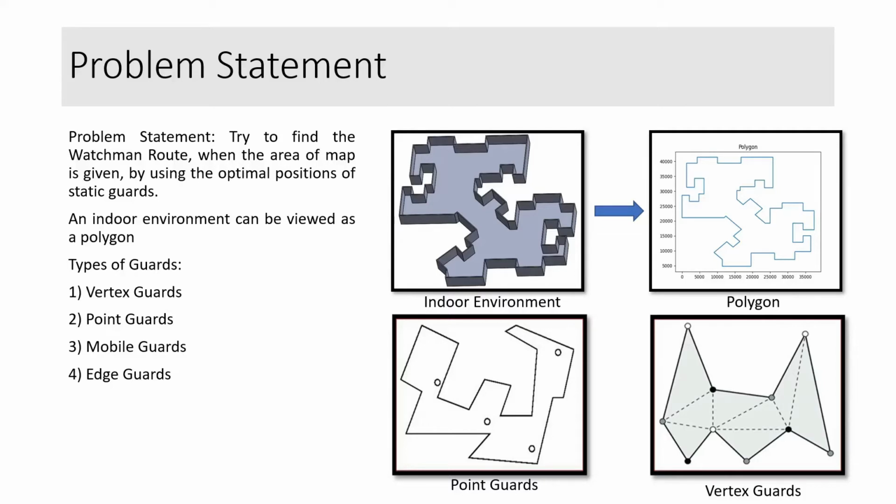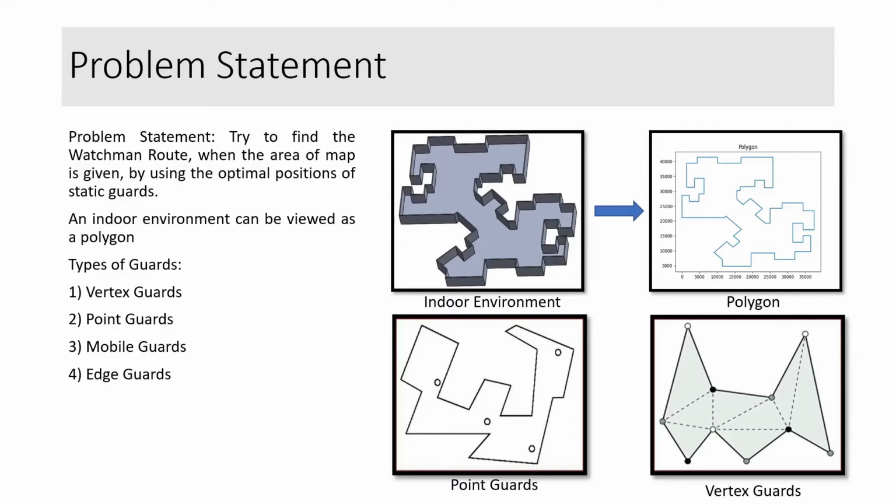Whereas the Watchman route problem is an optimization problem in computational geometry, where the objective is to compute the shortest route a watchman should take to guard an entire area, or to visit every single edge, with obstacles, when only the area of the map is given to it.